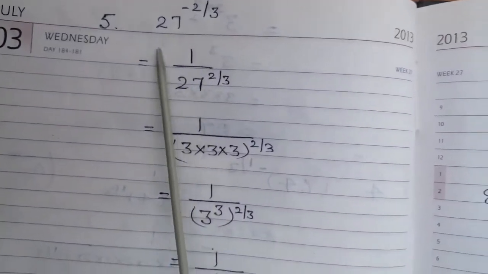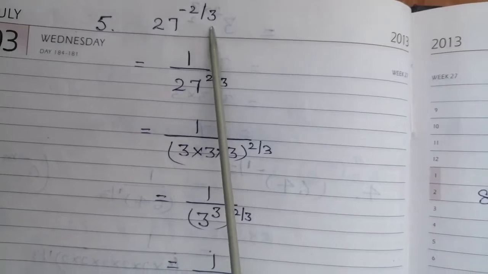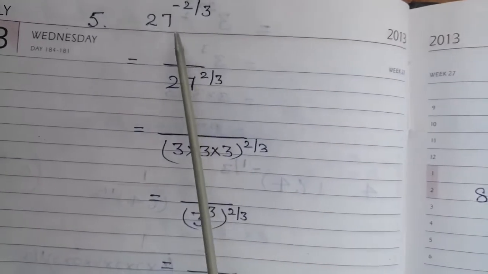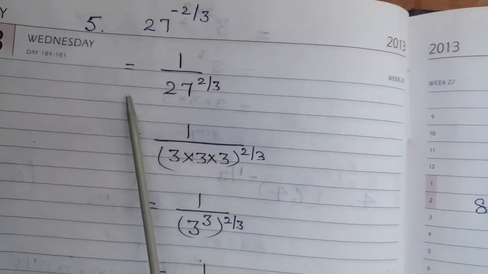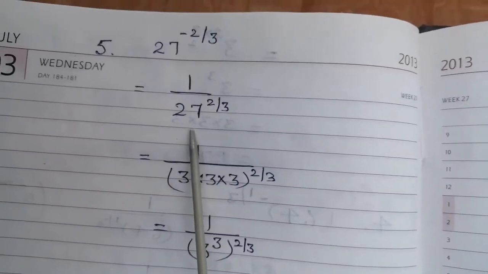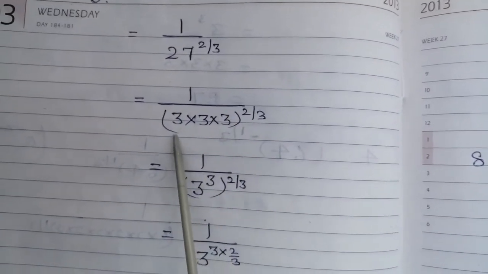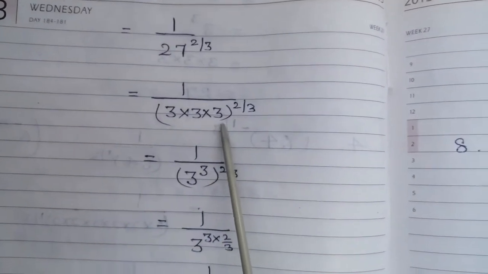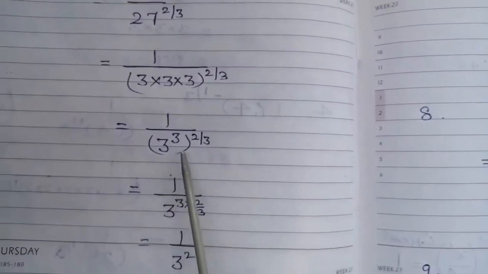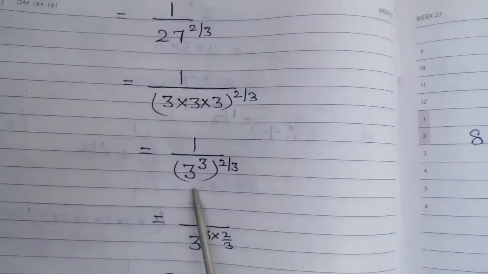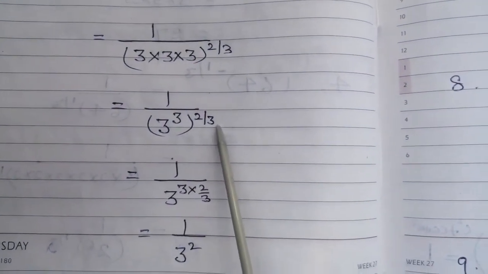Another similar question, we have to simplify 27 raised to power minus 2 by 3. Again, the power is negative in the numerator, so we take it to the denominator, so it becomes 1 upon 27 raised to power 2 by 3. So now factorize 27, 3 multiplied by 3 multiplied by 3, power as it is, whole raised to power 2 over 3. So we can write this as 3 raised to power 3 whole raised to power 2 upon 3.